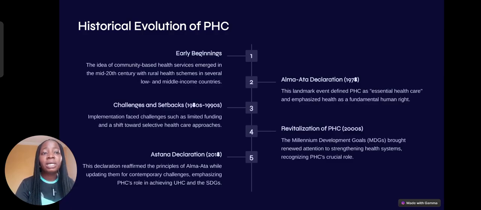Now, in 1978, the Alma-Ata Declaration came into being, and this landmark event defined primary healthcare as essential healthcare that is definitely needed by everyone, and emphasized health as a fundamental human right. Okay, I have a right to quality healthcare. You have a right to quality healthcare, no matter who you are. However, this faced some challenges and setbacks within the 1980s and the 1990s, such as limited funding, which is still experienced now, but not that much compared to that period. And there was a shift towards selective healthcare approaches.